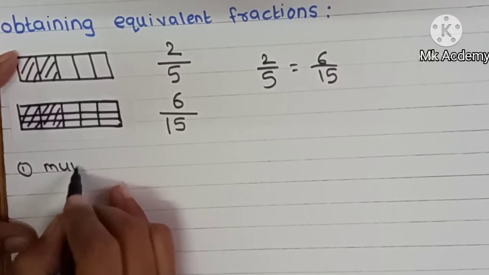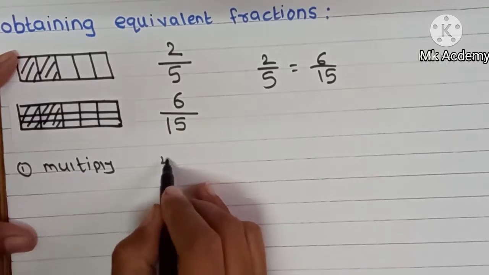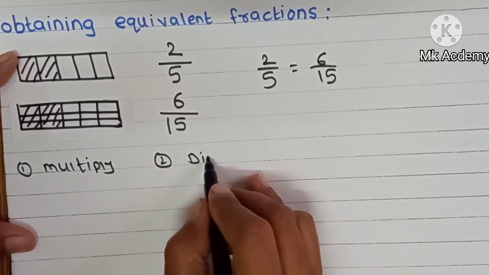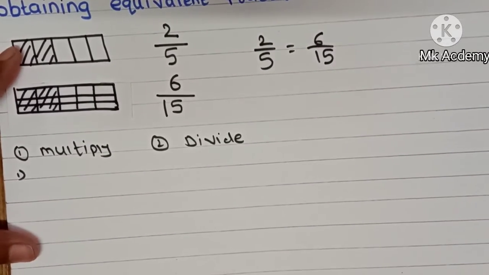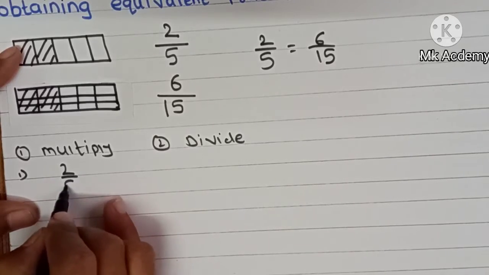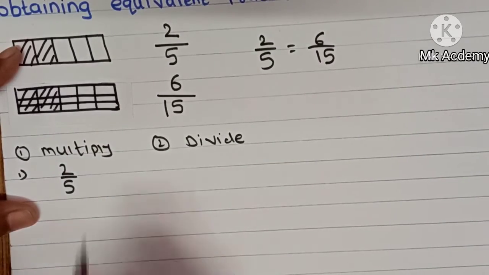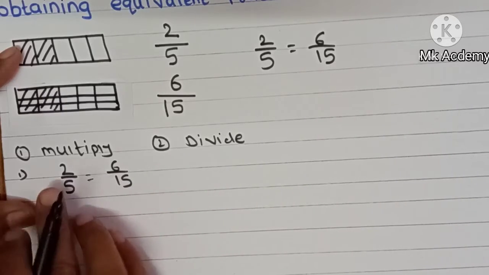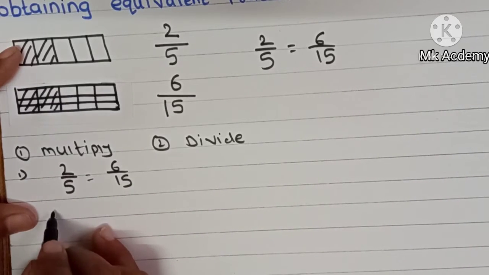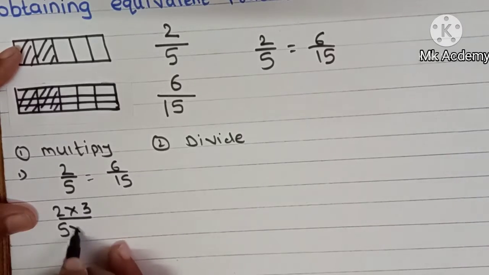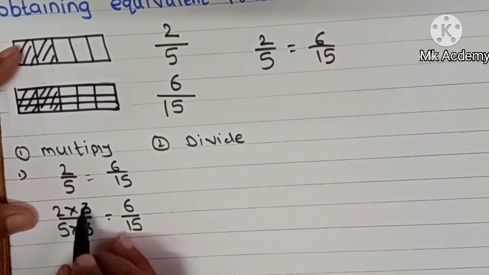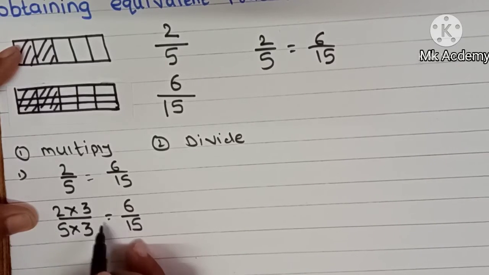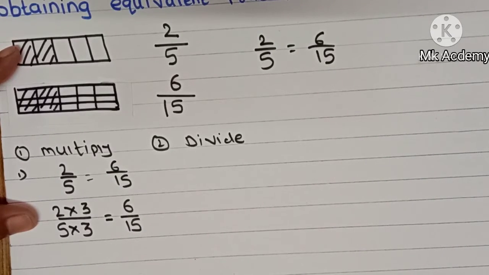Now we can obtain the equivalent fraction by using two methods. One, multiply, and second, divide. Now see, in the above example 2/5 is equal to 6/15. If we multiply 2/5 by 3/3, we get 2 3s are 6 and 5 3s are 15. Means by multiplying numerator and denominator by an equal number we get the equivalent fraction.